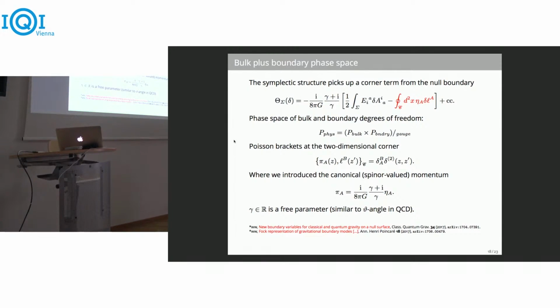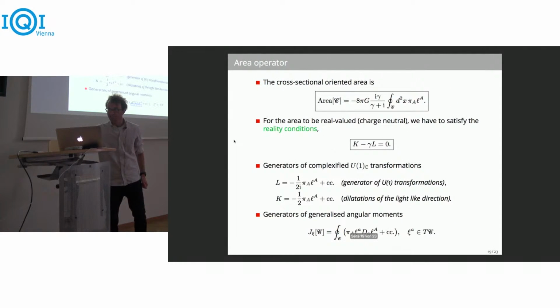And then you can ask, what are observables that you can construct out of these variables? And one observable is simply the area of this two-dimensional cross-section of the boundary. And this turns out to be simply the Lorentz invariant contraction of the momentum spinor and the configuration spinor. So you just take the contraction, which is a Lorentz invariant scalar, and this turns out to define an area element.